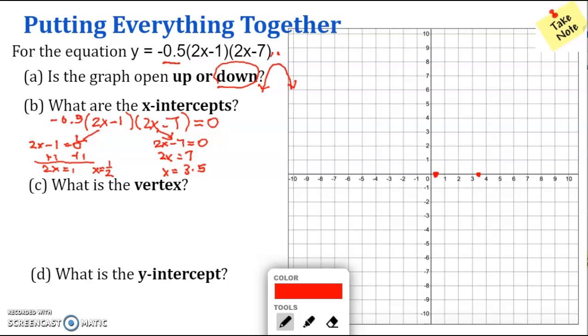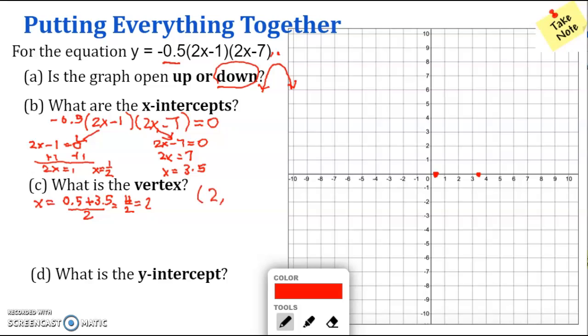Alright, so what about the vertex? How do we find the vertex? I know my two x-intercepts are half and 3.5. So we take an average of that. The x-coordinate of the vertex is going to be the average of these. So that's going to be half, which is the same as 0.5, plus 3.5. Add those two together and divide by 2, because we're taking an average. 0.5 plus 3.5 is 4. Divided by 2 is just going to be 2. So I know the x-coordinate of the vertex is going to be 2.